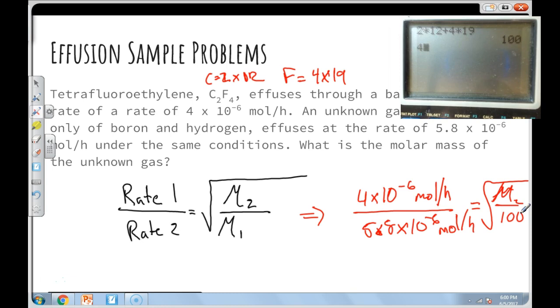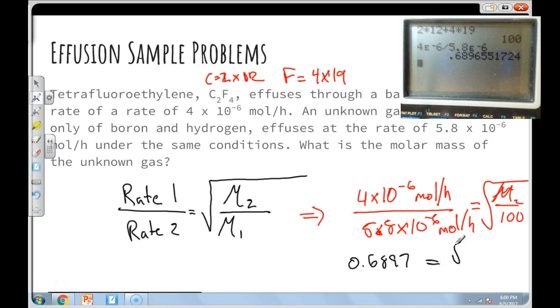So we're going to go 4 times 10 to the negative 6 divided by 5.8 times 10 to the negative 6. Make sure you put that in correctly. So this side is equal to 0.6897. Okay, I'm just using 4 significant figures.